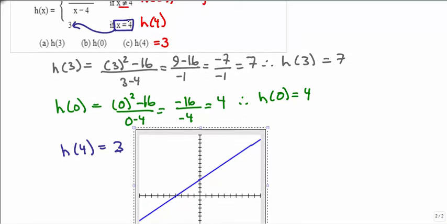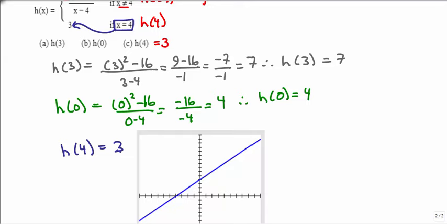Okay, so what this graph really looks like. This says when x is 4, my y value is 3. So when x is 4, 1, 2, 3, 4, my y value is 3, 1, 2, 3. So that's a filled point. So that means straight above this on this graph should be a hollow point. So that's actually what this graph looks like.